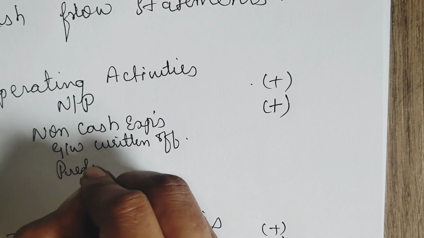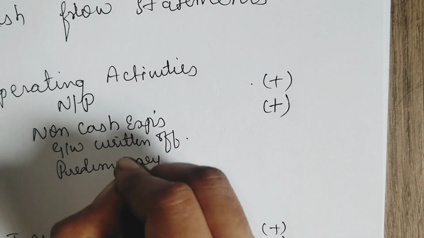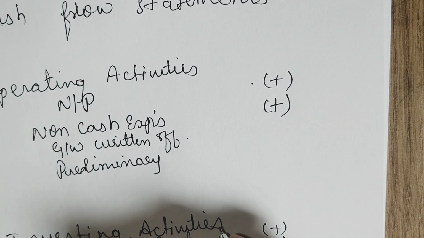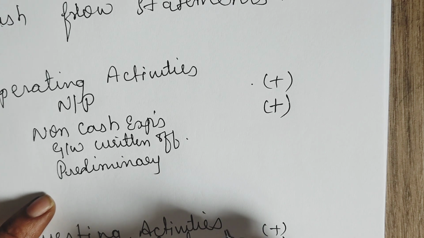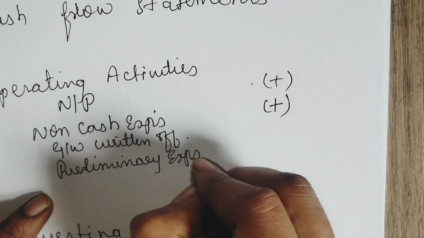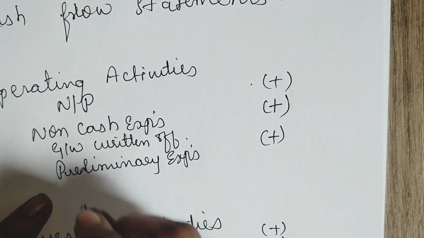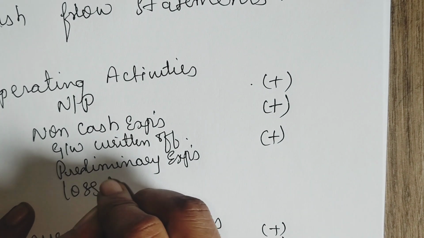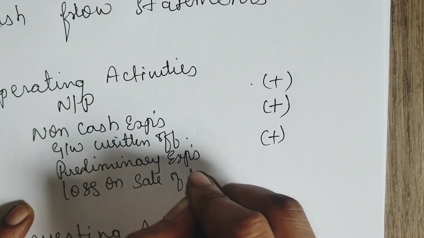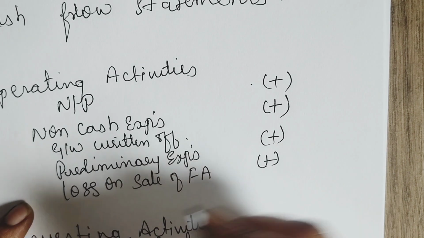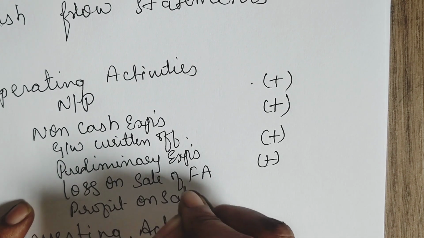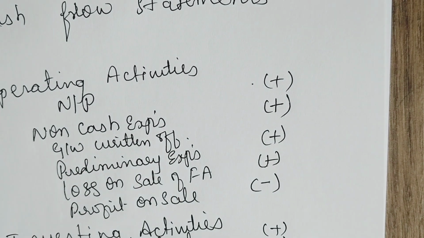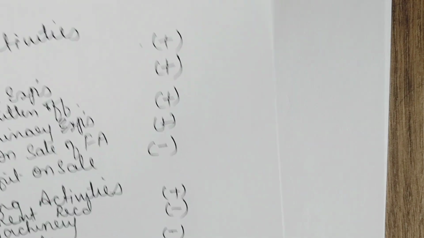Preliminary expenses are the expenses when you are starting your company. When the certificate of incorporation is done, the expenses that arise before starting are called preliminary expenses. Loss on sale of fixed asset, add. Profit on sale, you need to minus. Under operating activities, I am continuing here.